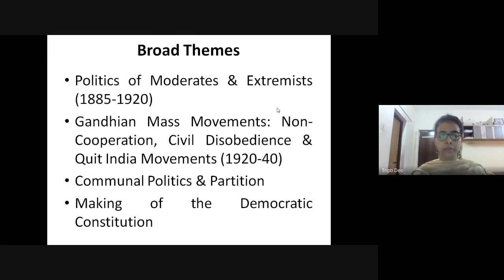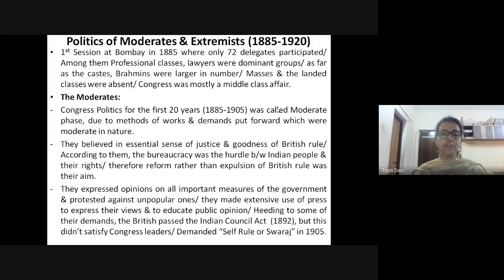The third important topic of this particular block is communal politics and partition. We will see how the communal politics that we still struggle with in India today, where did it find its beginning, and why communal politics eventually led to the tragic partition of India. And after independence, what were the processes of making the democratic constitution, the last topic. So I'm going to try and broadly cover all topics, but focus on the first, third and the fourth unit. Let's begin with the politics of moderates and extremists.